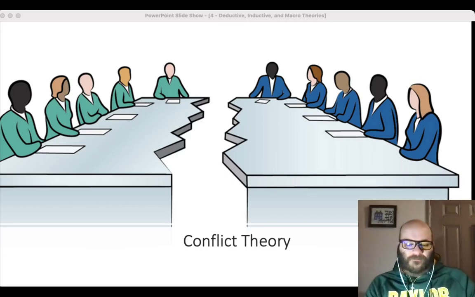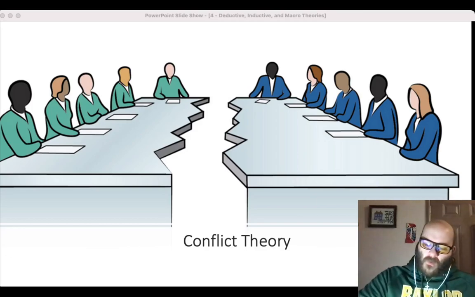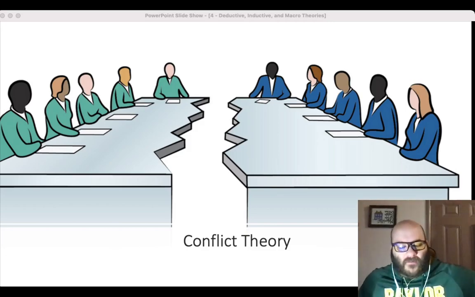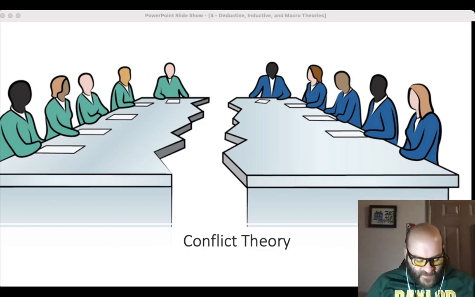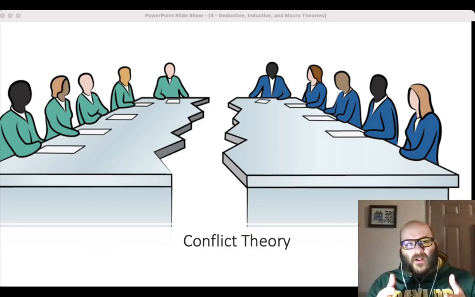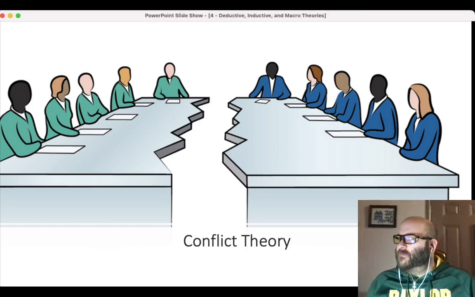So, as I have in my notes here, what this might remind you of is some sort of conflict, some sort of disagreement, some sort of, I don't know, hostile takeover. If there's this rift down the middle, it's going to be very hard to get things done. And yet, that is what conflict theory sees, and that is what conflict theory really ultimately focuses on.